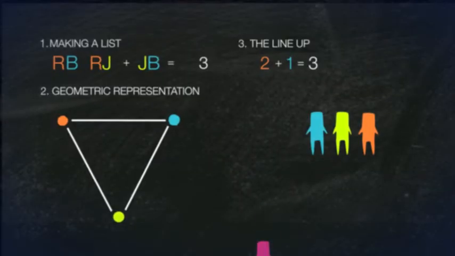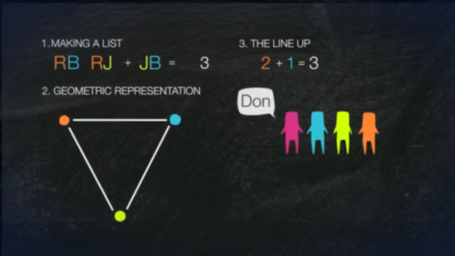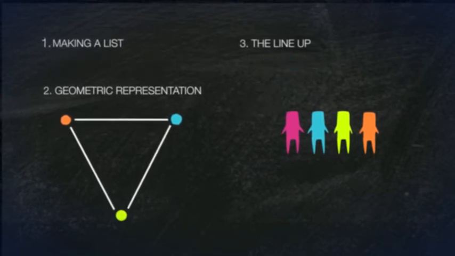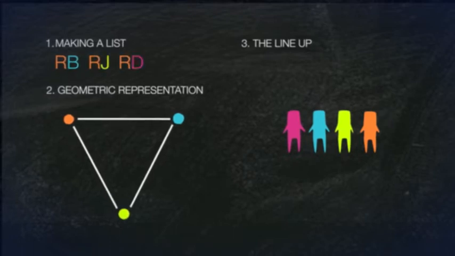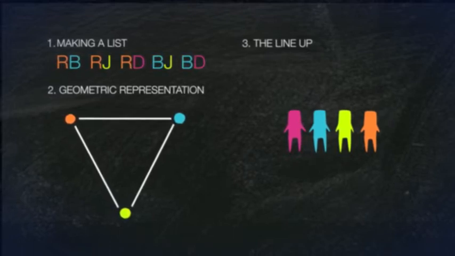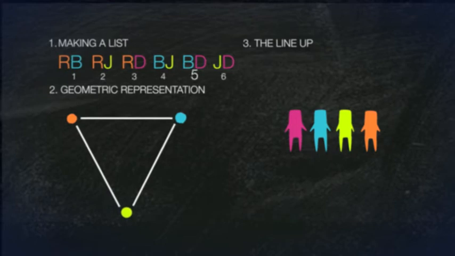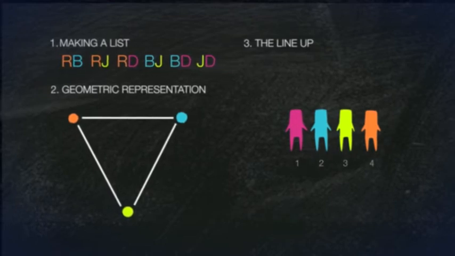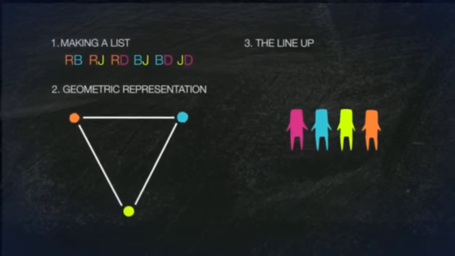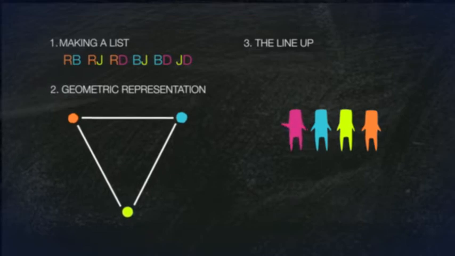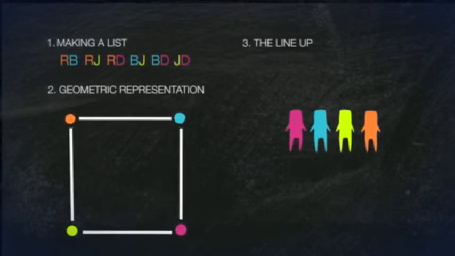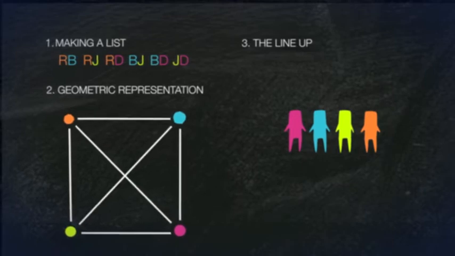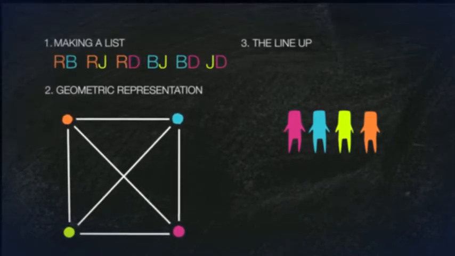Now let's add a fourth person to the room, Don. Modality 1. If we make a list, we have RB, RJ, RD, BJ, BD, JD. 6 handshakes for 4 people. Modality 2. By adding a fourth person, our triangle becomes a square. The 4 sides and 2 diagonals of rectangle RBJD show the 6 handshakes.